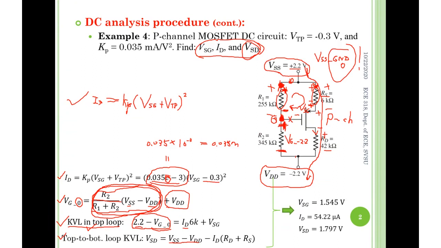That makes perfect sense. However, this voltage across R2 is equal to VG with respect to negative 2.2, not ground, because this node is not ground. This node is negative 2.2. So this voltage divider itself can only give you the voltage from the gate with respect to the negative 2.2 volt, rather than the one we need, which is from the gate with respect to the ground.